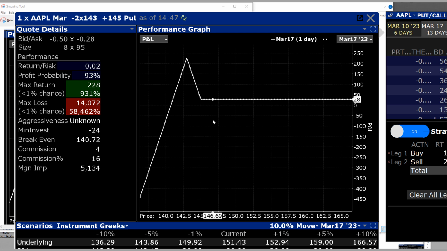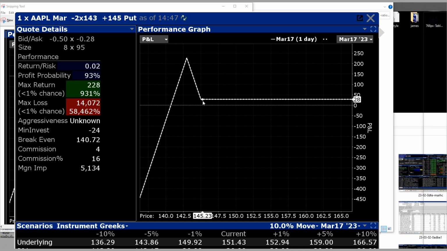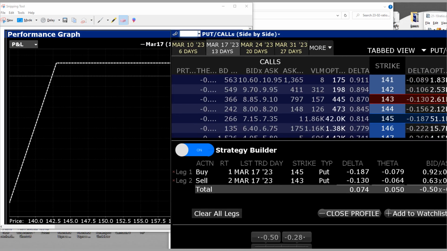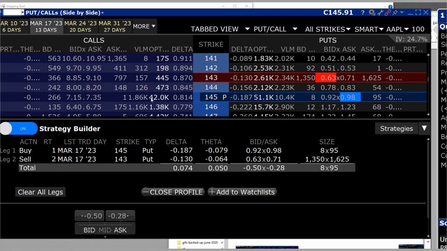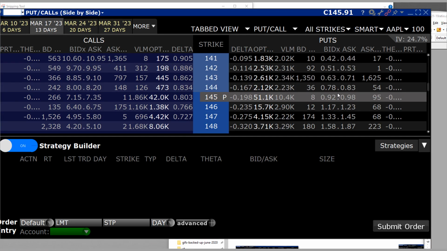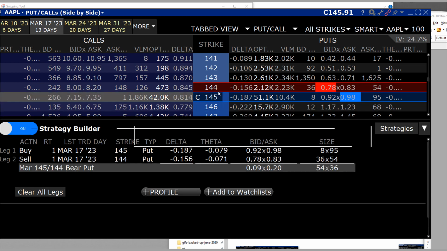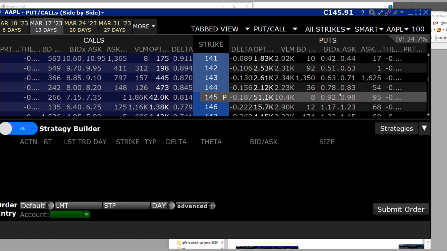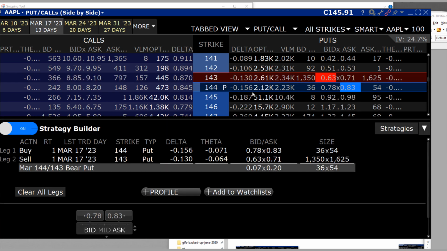So those are some things to keep in mind when you're putting on these spreads. Personally, I like to keep my ratio spreads at a 1-to-2 ratio, and also for the strike prices, I like to keep the spreads pretty thin. So either like buy 145 and sell 144 two times, or buy 144 and sell 143 two times.